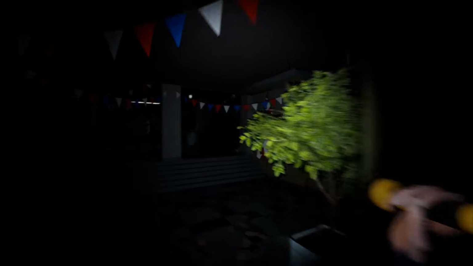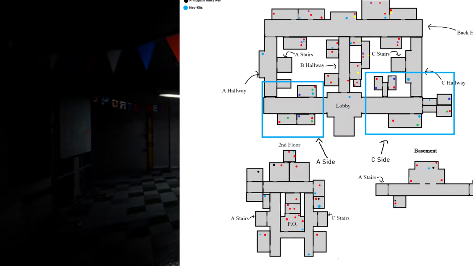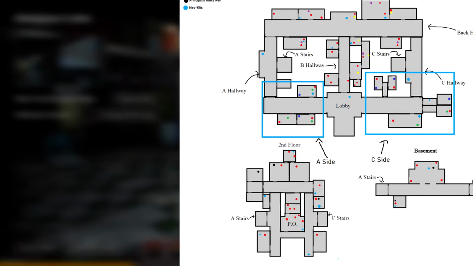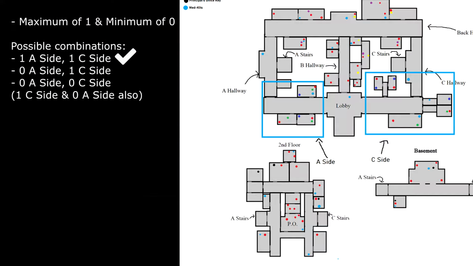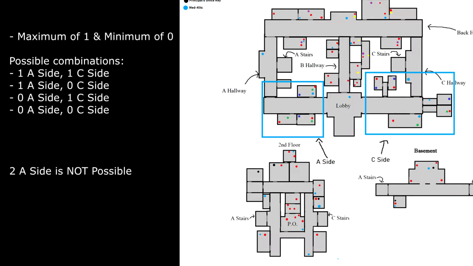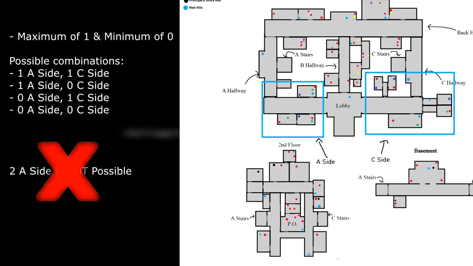A map showing these sections would be on screen now. Each side, either A or C, will have 0 to 1 pages, a maximum of 1 or a minimum of 0. For example, 1 A side, 1 C side is possible because it does not violate the maximum of 1 rule. This is the same for 0 A side, 1 C side, and 0 A side, 0 C side. However, 2 A side, 0 C side is not possible because it violates this rule.